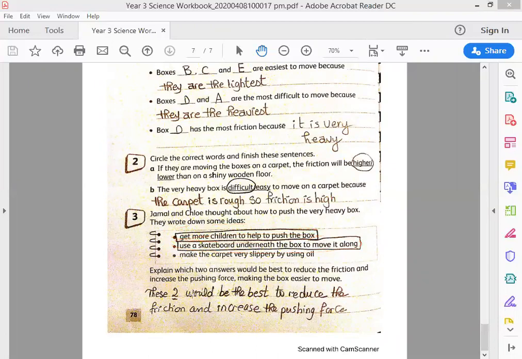What do you think about making the carpet very slippery by using oil? Can they place oil on the carpet? Will it be logical? Of course not. How are they going to place oil on a carpet? So the 2 answers that would be the best to reduce the friction are getting more children to help to push the box, or to use a skateboard underneath the box to move it along. Why are those the best? Because they are going to reduce the friction and increase the pushing force. That's why they are going to move the box very easily.